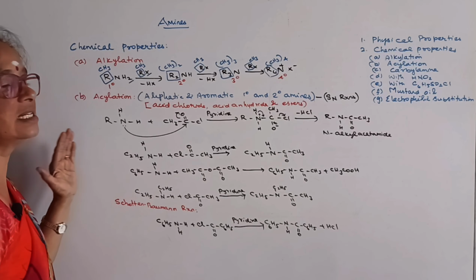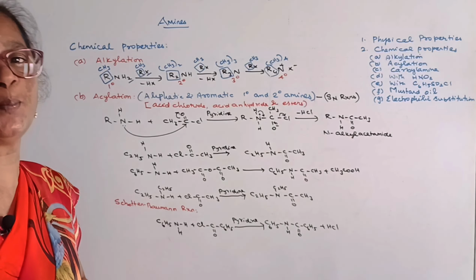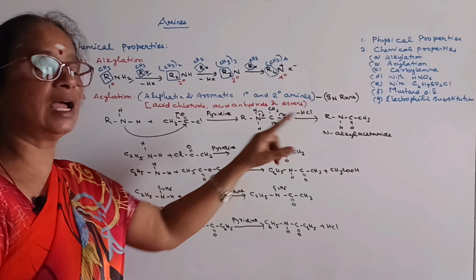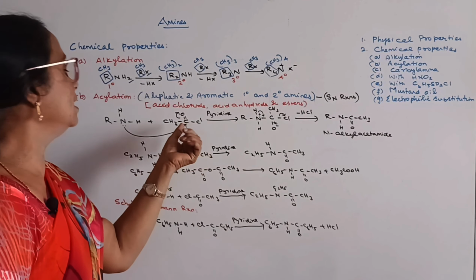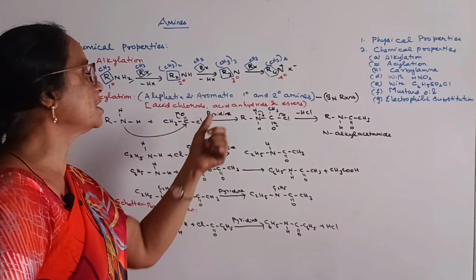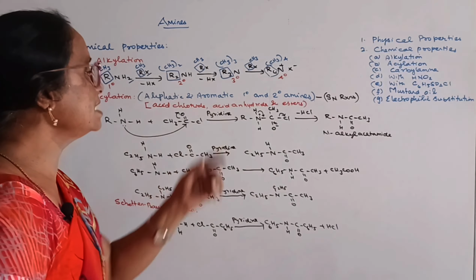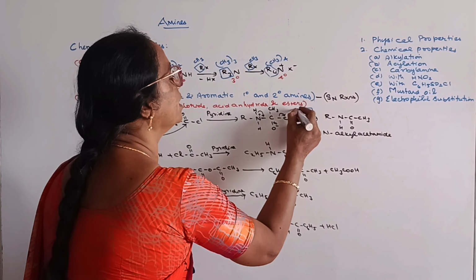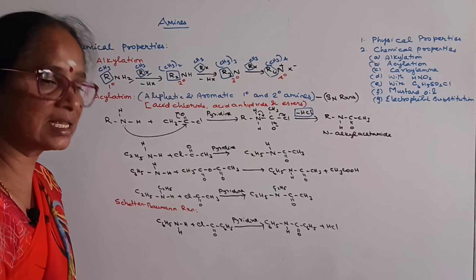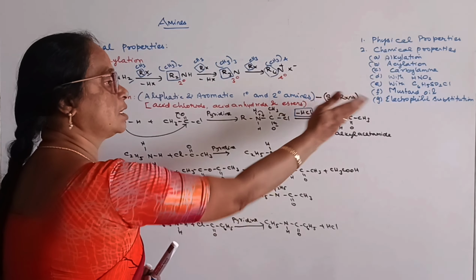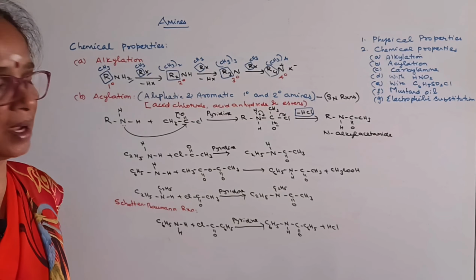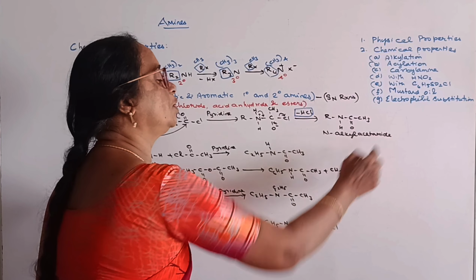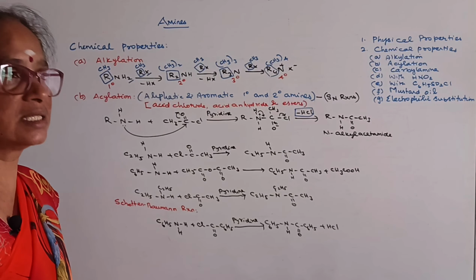Mostly these reactions are carried out in the presence of a base. The base we take must be stronger than the amines, and hence these reactions are carried out in the presence of pyridine. The pyridine may neutralize the hydrogen chloride formed in the reaction, and hence the equilibrium is pushed towards the formation of amides. So in this case we get N-alkyl substituted amides as the product.